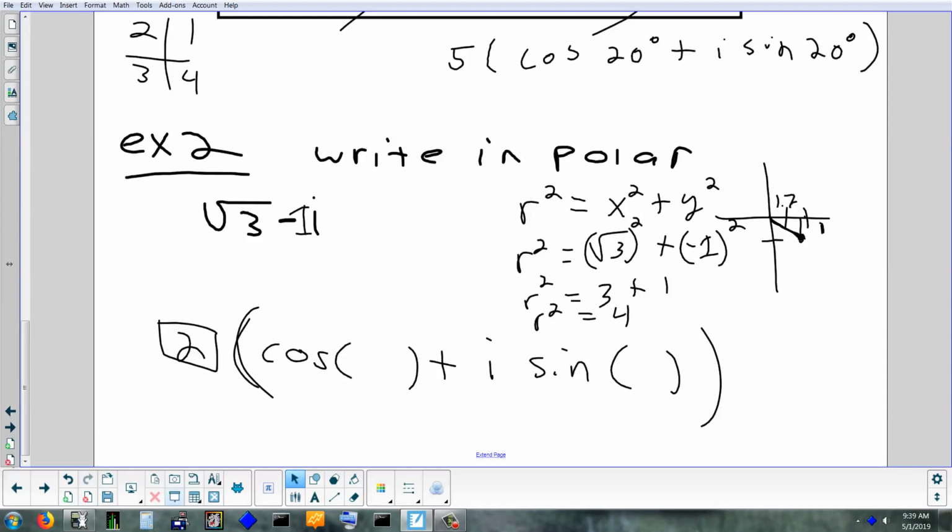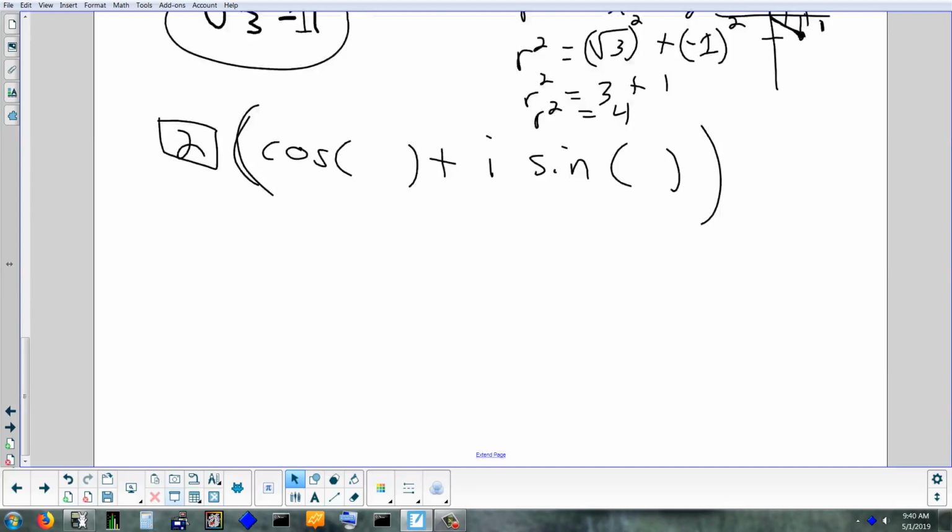Now, to find the angle, it depends on what quadrant you're in. I've already graphed the point. And this is what we learned very first thing in this section: how do you graph complex numbers on the complex plane? So what quadrant is that point in? 4. Yep, quadrant 4. What's the formula to find the angle if you're in the 4th quadrant? Inverse tangent divided by y over x.